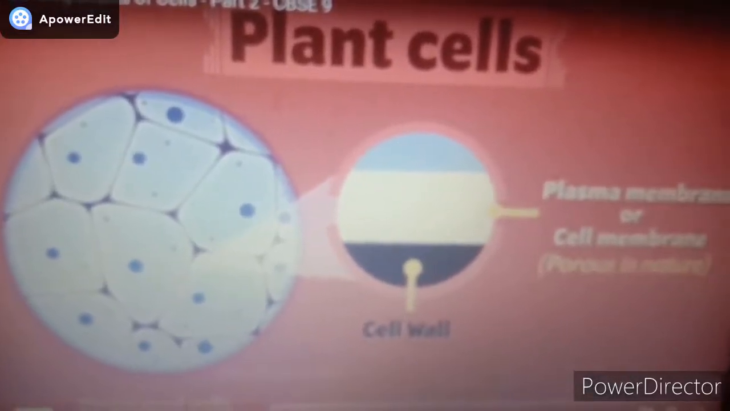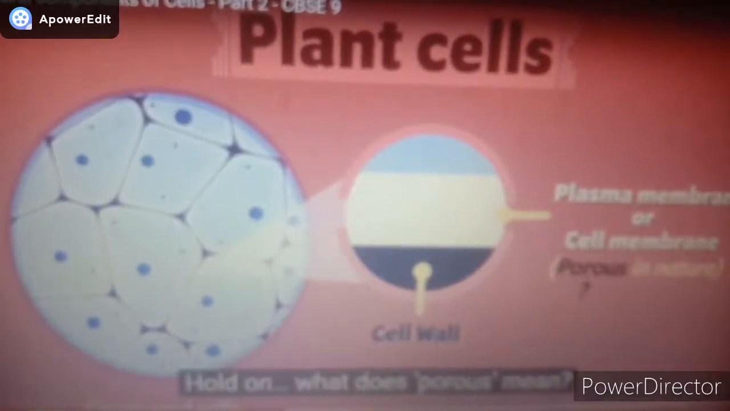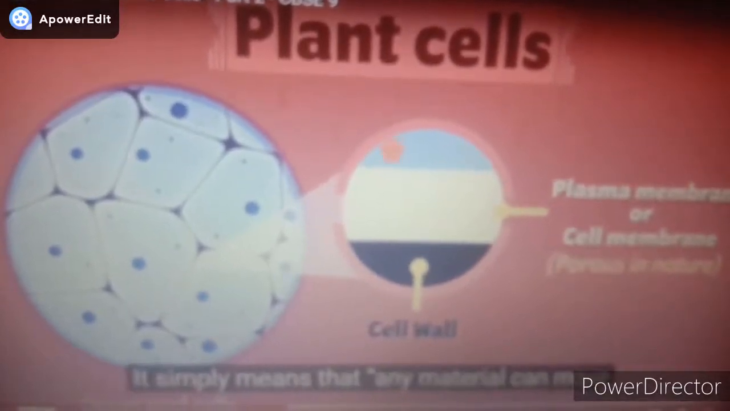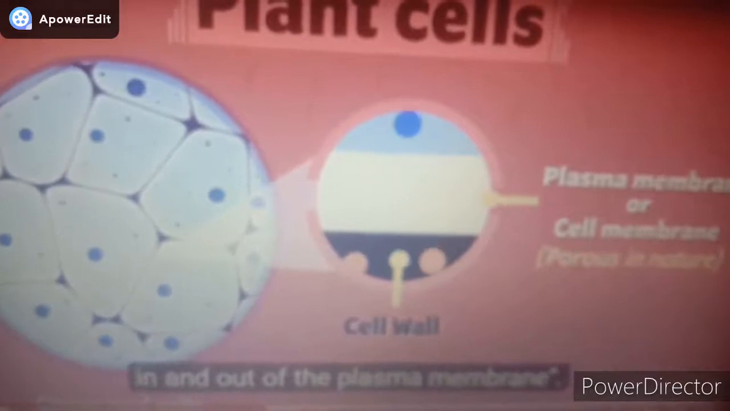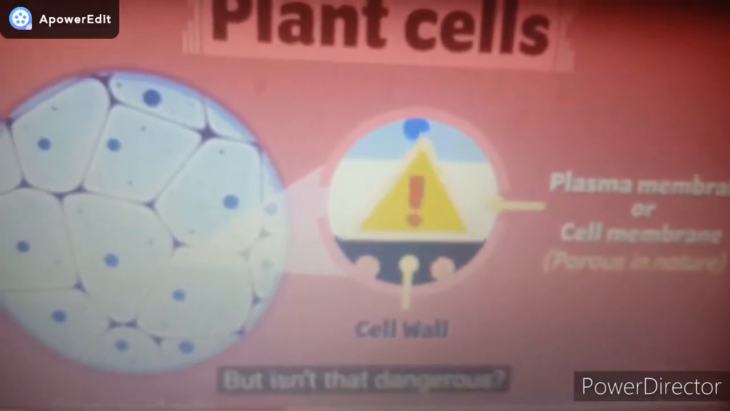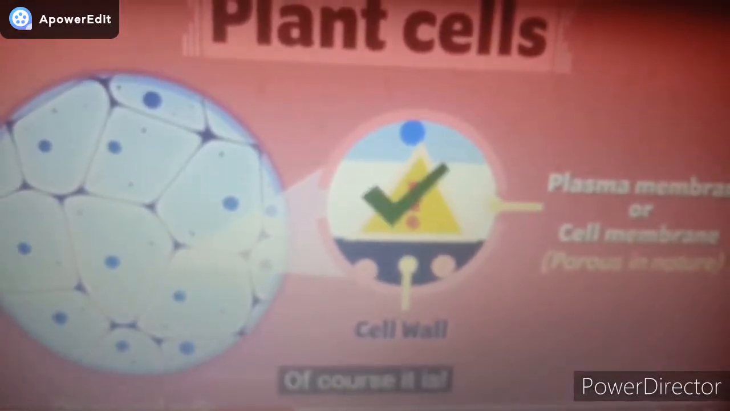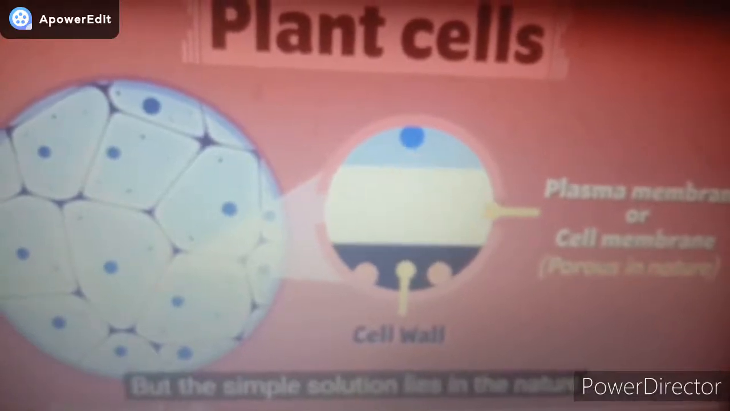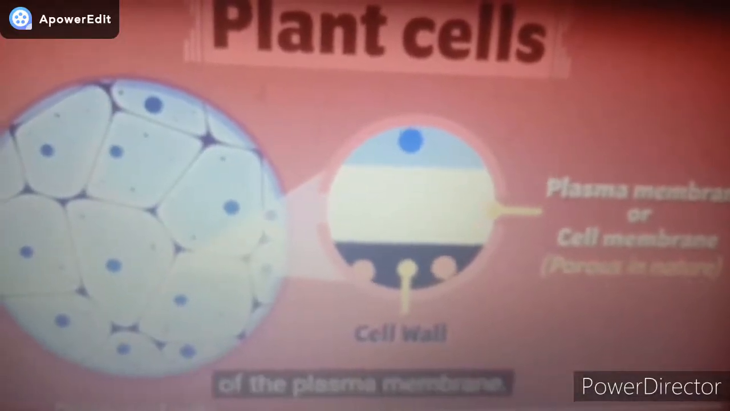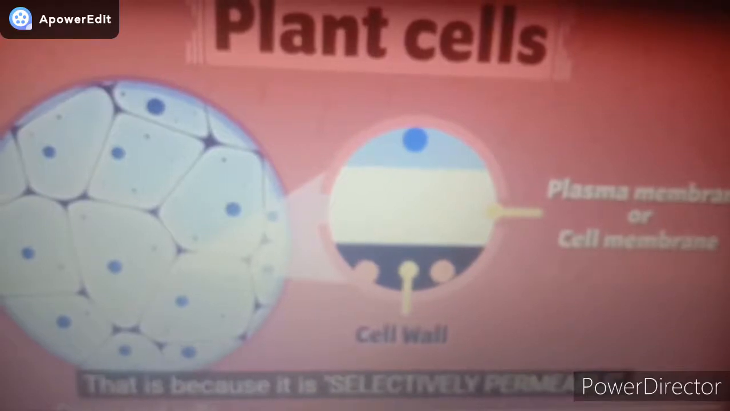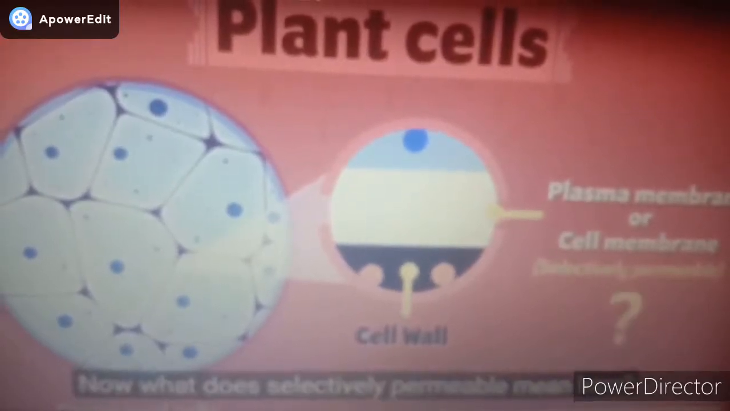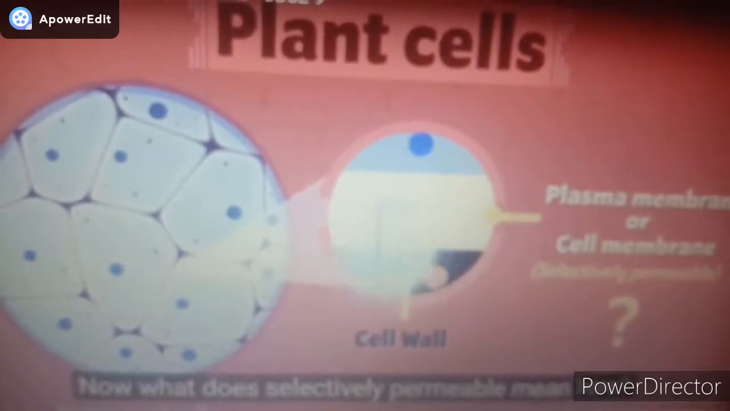It is porous in nature, having pores. What does porous mean? It simply means that any material can move in and out through this plasma membrane, but it is dangerous, of course. But the simple solution lies in the nature of the plasma membrane, because it is selectively permeable. Now, what does selectively permeable mean?